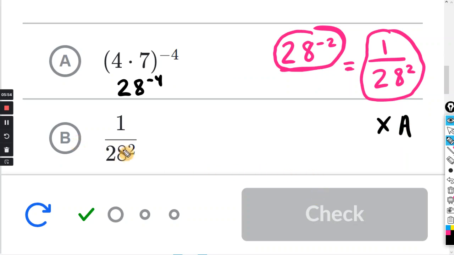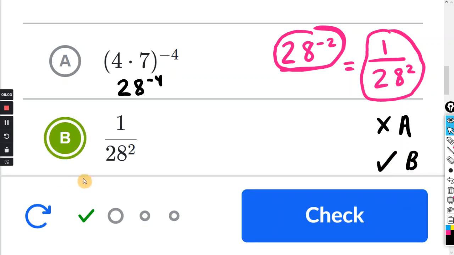Answer B, 1 over 28 squared. Yes, we said that was correct. So answer B is good. That is one of the two answers. All right, we need to keep scrolling.